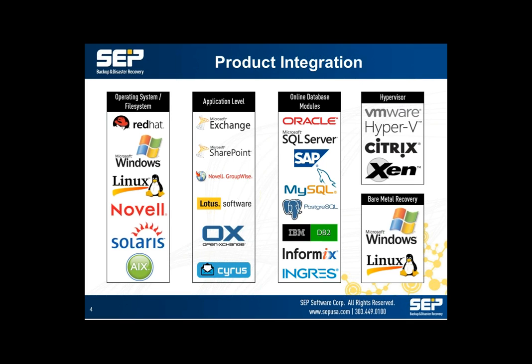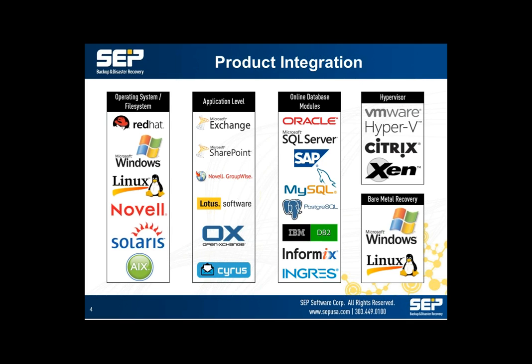So in the case of Microsoft Exchange, it's VSS aware, it's also DAG aware. We have single file, single email, and single user restore capability. Everything's backed up real time online. Same for GroupWise, same for Lotus Domino or Lotus Notes, and databases as well. Oracle, we communicate directly with RMAN, et cetera. All the Microsoft products are VSS aware, SharePoint, MSSQL, et cetera.